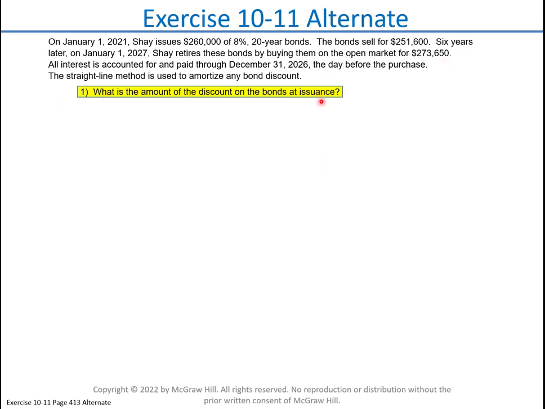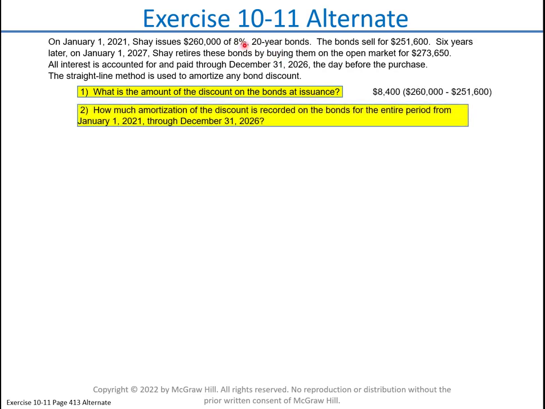Let's look at the bond discount at the time of issuance. So that would be the $260,000 minus the amount they sold them for, $251,600. The original discount total amount was $8,400. How much of that amortization has been recorded during this 6-year period? So the total amortization per year would be $8,400 divided by 20 years. So each year it would be $420.